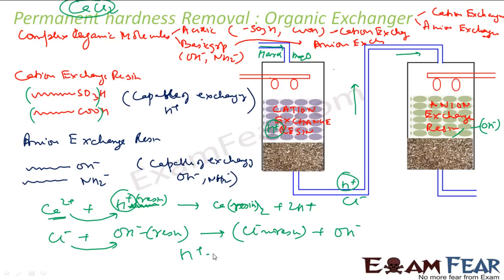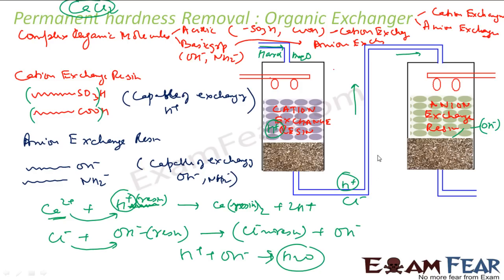Now if you see, I got H plus here, I got OH minus here. So if I add H plus and OH minus, what you get is H2O. And thus I get pure water. This is demineralized water. In this you add minerals to add to the taste. Correct? This is how the whole process is.